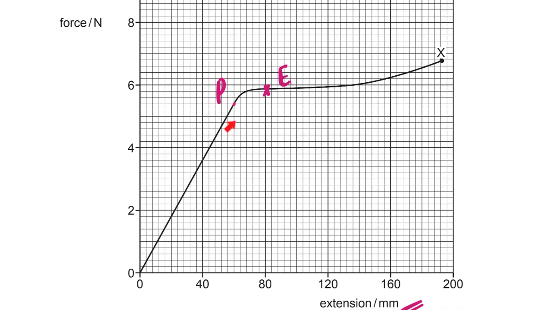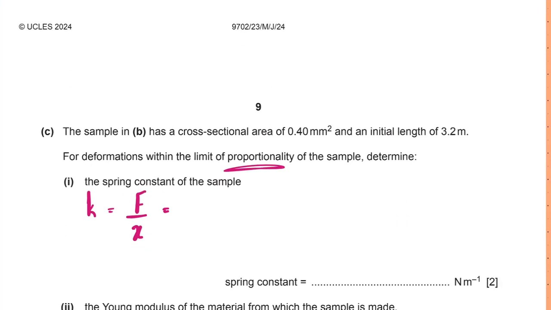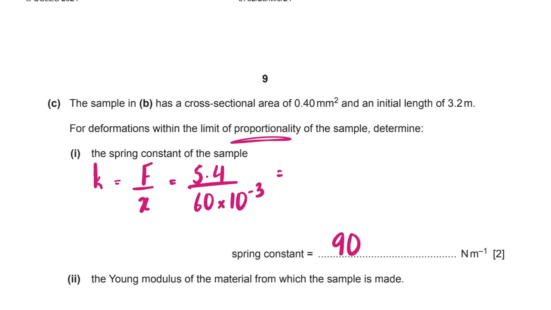So 60 and 5.4. So 60 into 10 to the negative 3, because this is in millimeters, and 5.4. So I just do this. So 5.4 over 60 into 10 to the negative 3, right? And this turns out to be 90 newton per meter exactly.